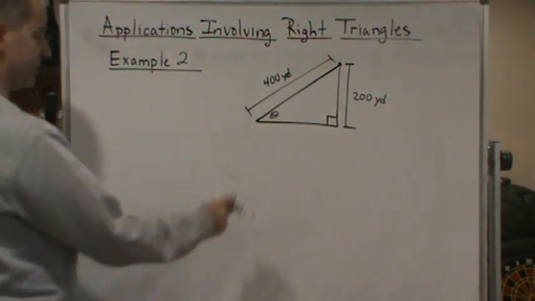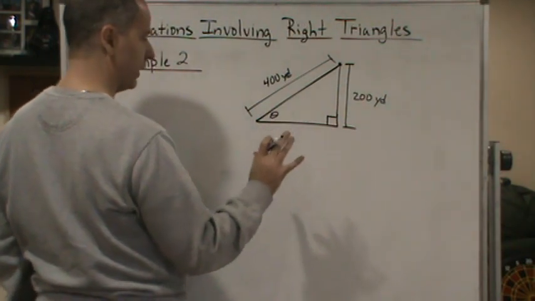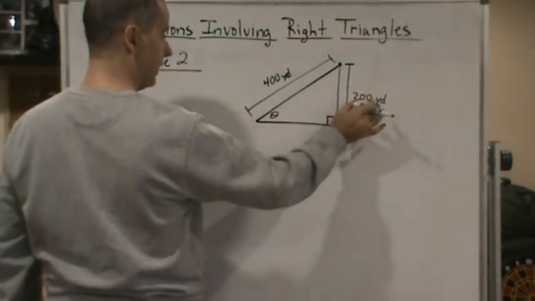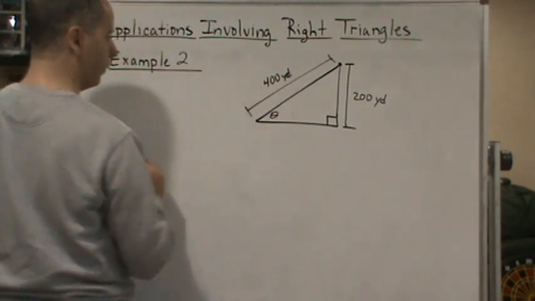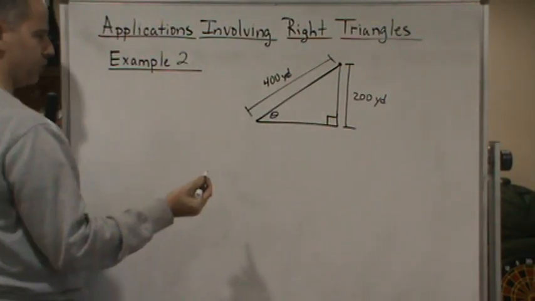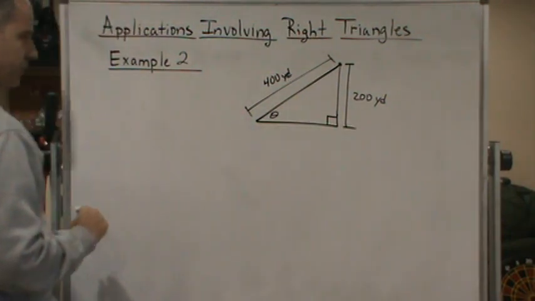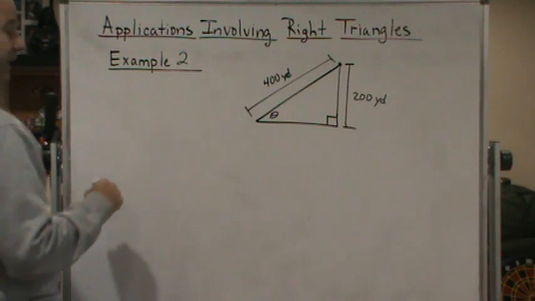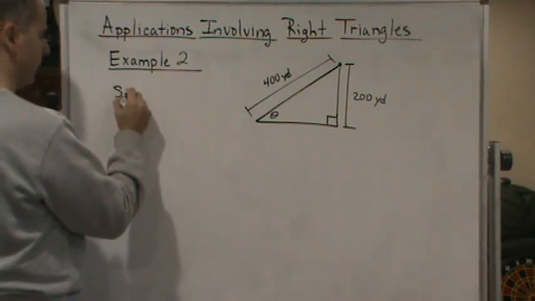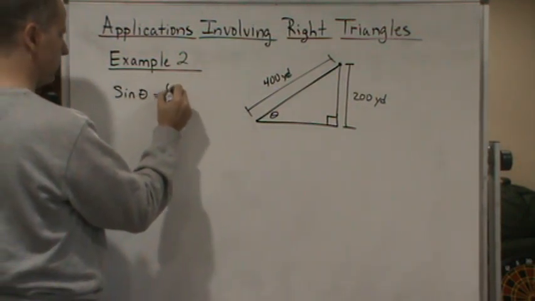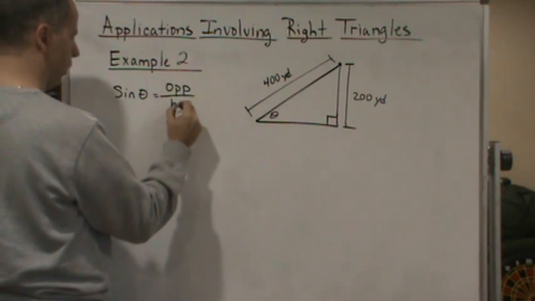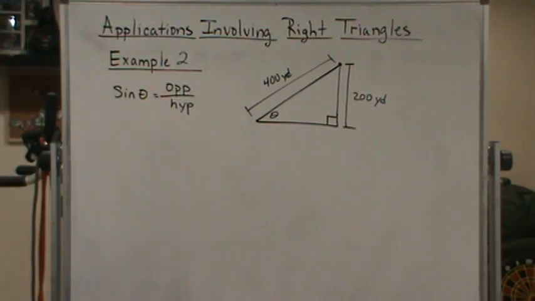Okay, now since this is the angle, what's the relationship of the two sides? It's the opposite and the hypotenuse, right? So which trigonometric function are we going to use here to solve for the angle in this case? Well, it's going to be sine, right? So sine theta equals opposite over hypotenuse. Okay, so that's what we're going to use in this case.